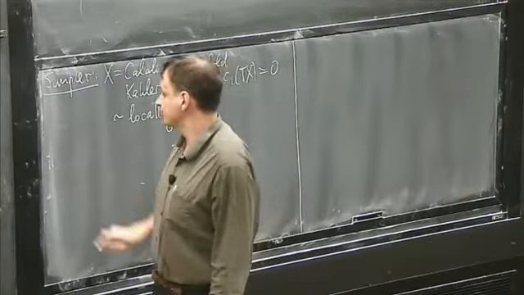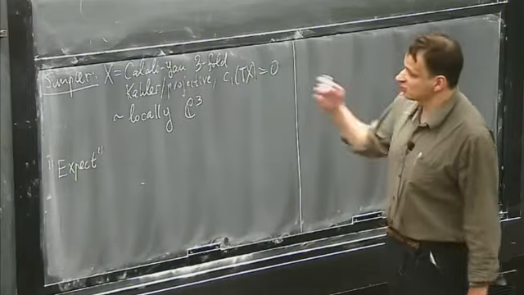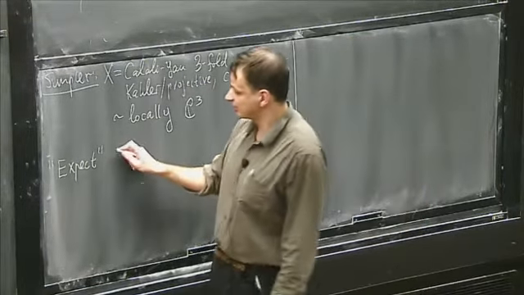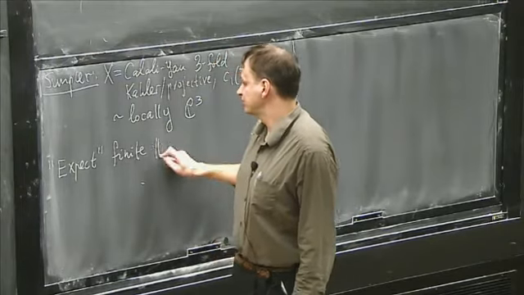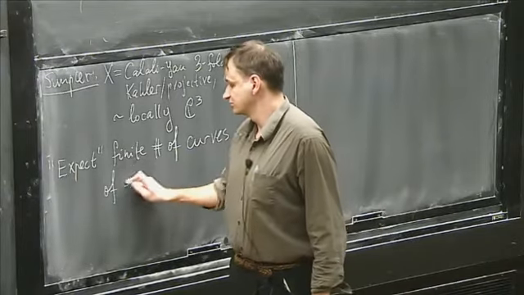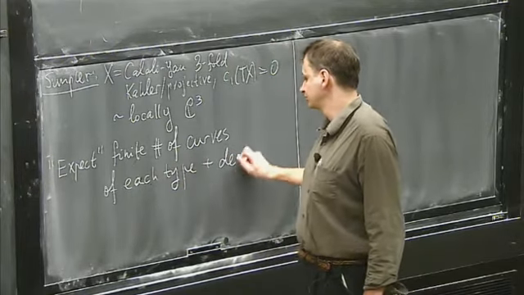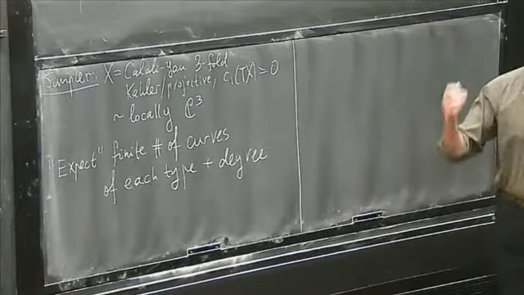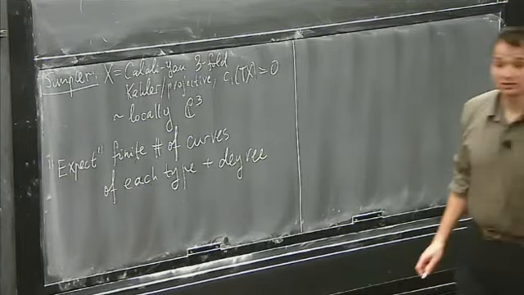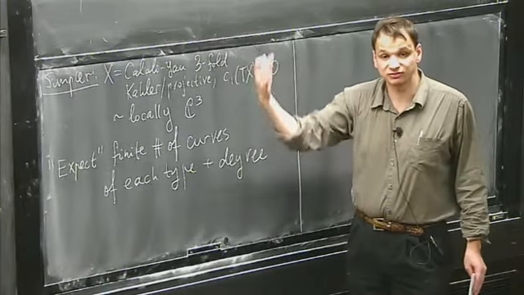And the special thing about this, what's special about Calabi-Yau threefolds, both these conditions, is that you expect a finite number of curves of each type and degree. And that's the key property of Calabi-Yau manifolds. Threefold just means dimension 3. Oh yes, sorry. Threefold means complex dimension 3, so real dimension 6, but it has to have a complex structure.